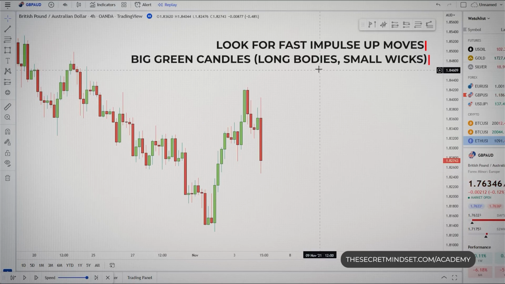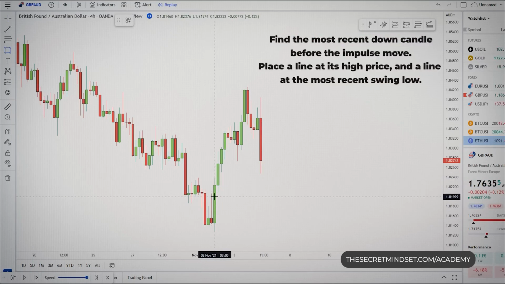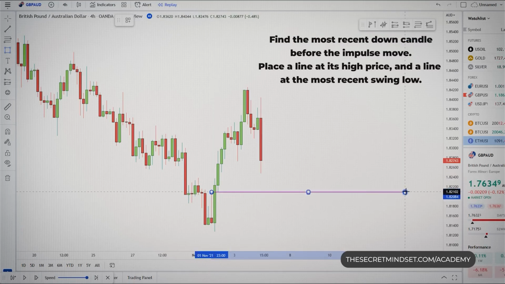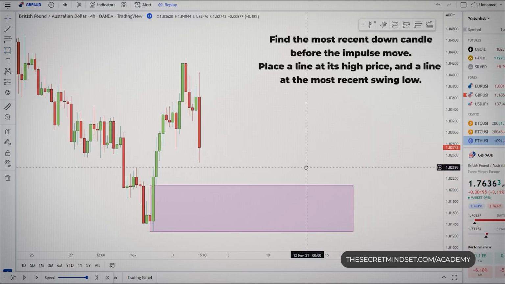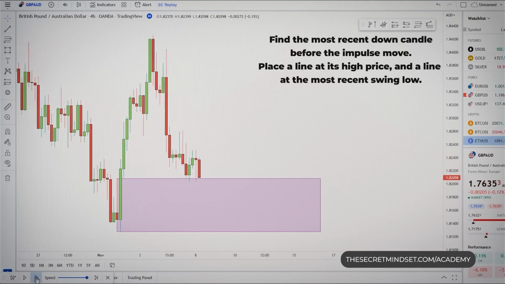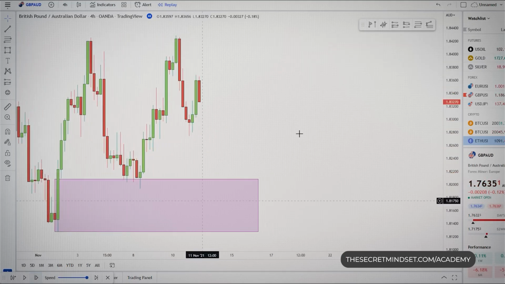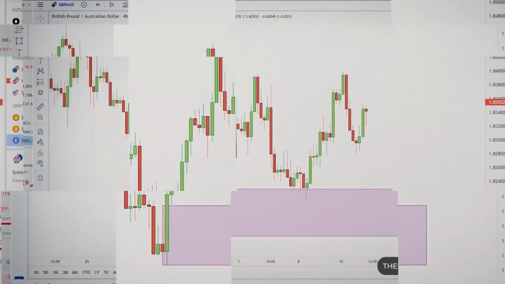Once you have identified the fast impulse move, it becomes a lot easier to find the base of the zone. You find the most recent down candle before the impulse move and place a line at its high price, and a line at the most recent low that formed at the source of the move. It's a slightly different method to draw the area compared to my previous videos, but I'll explain later why I chose to use this method instead.